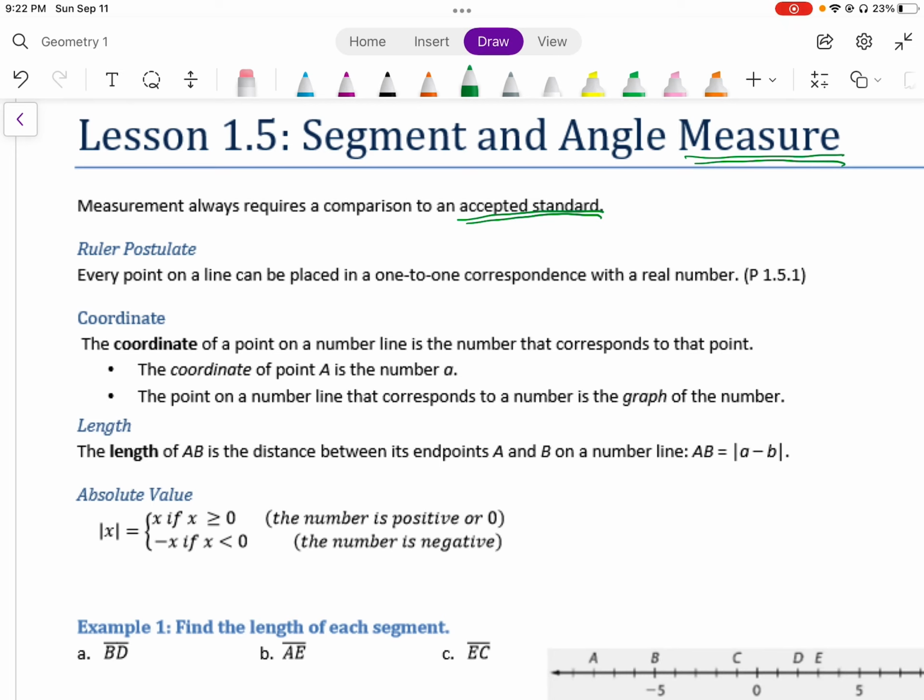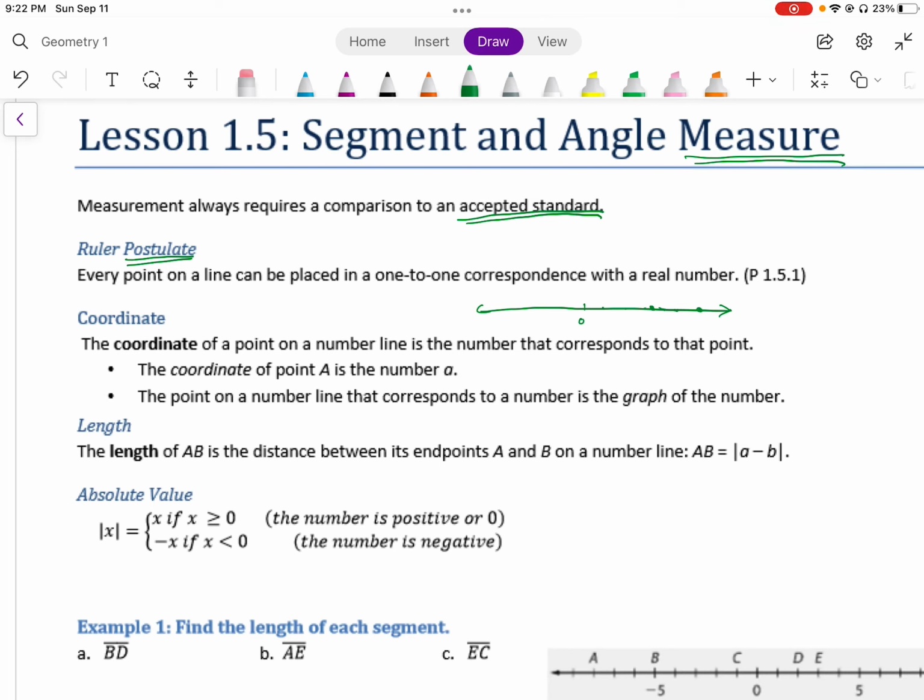We have a ruler postulate. So remember, a postulate is a rule that we have in our system of geometry. It says every point on a line can be placed in a one-to-one correspondence with a real number, which is really helpful because no matter what you have, a number line or any line, any point along here relates to some real number, and so we'll be able to measure things.